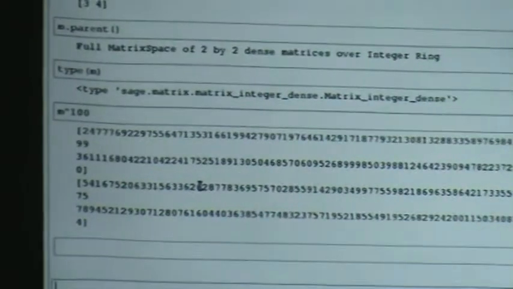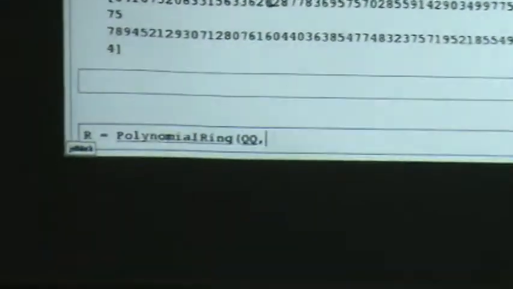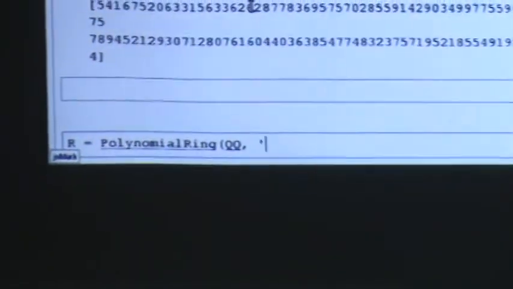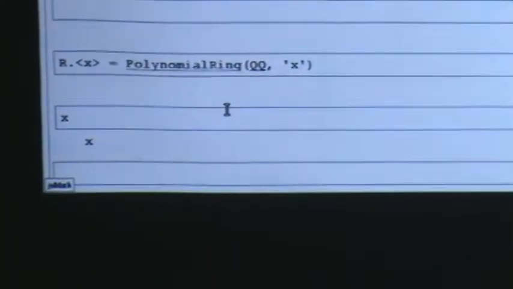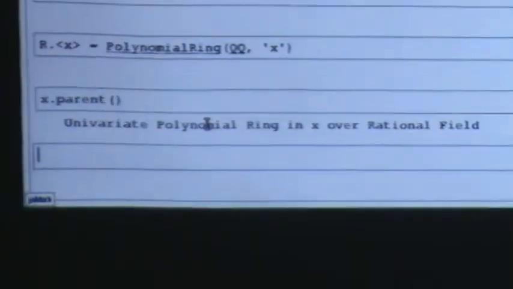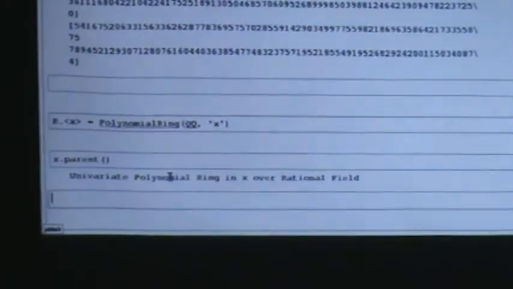So you can create polynomial rings. So, polynomial ring over the rationals, where I'll let x be the variable. And so now I have x, and I look at x's parent. It lives in the univariate polynomial ring in x over the rational field. So this is an example of how everything is typed, and you know exactly where things live and what they are.